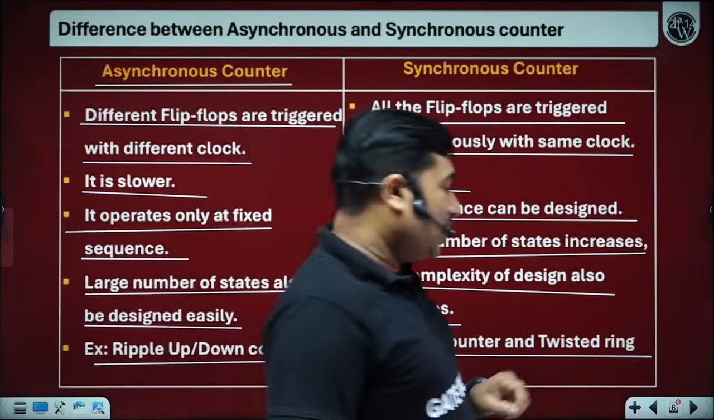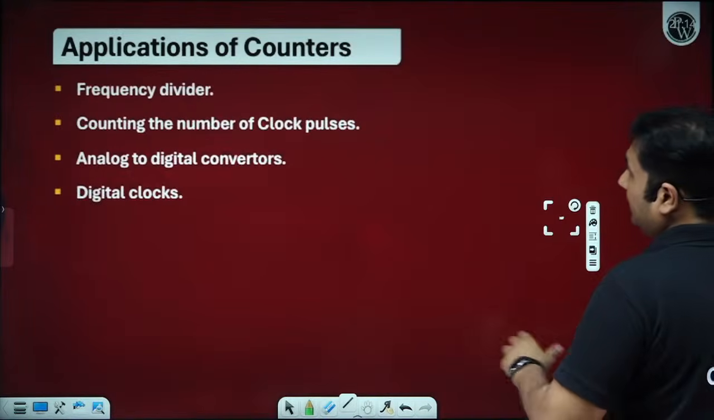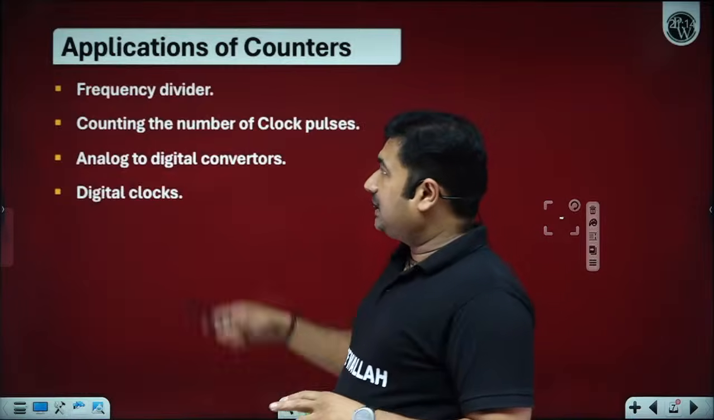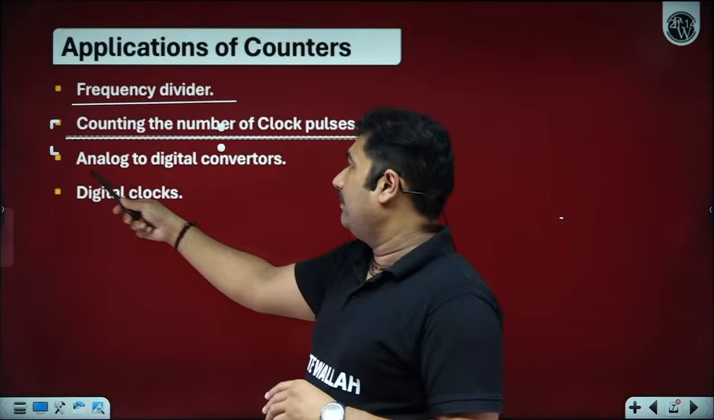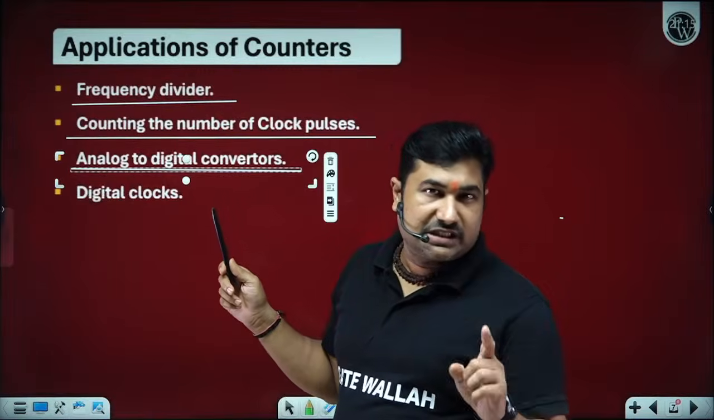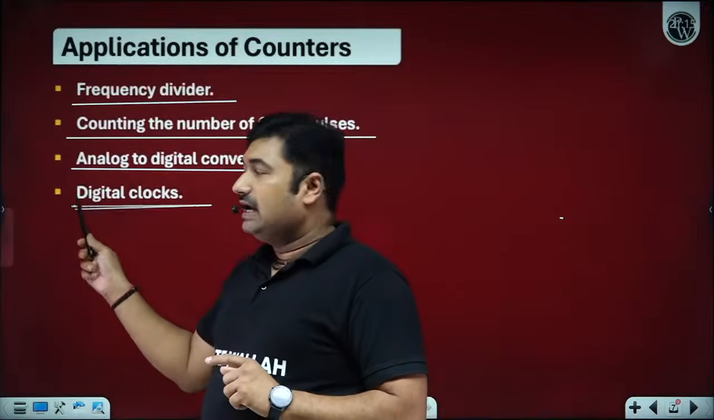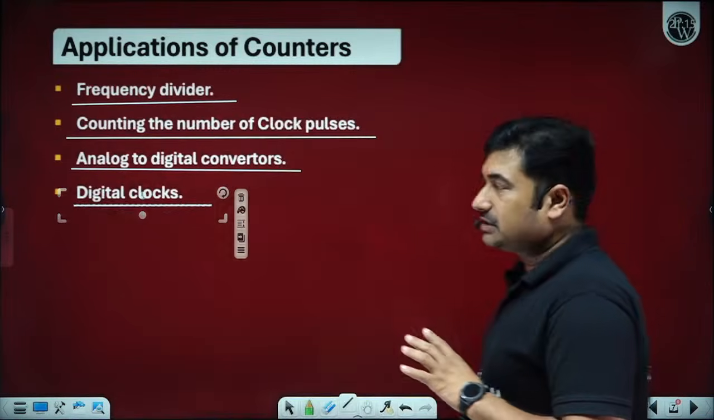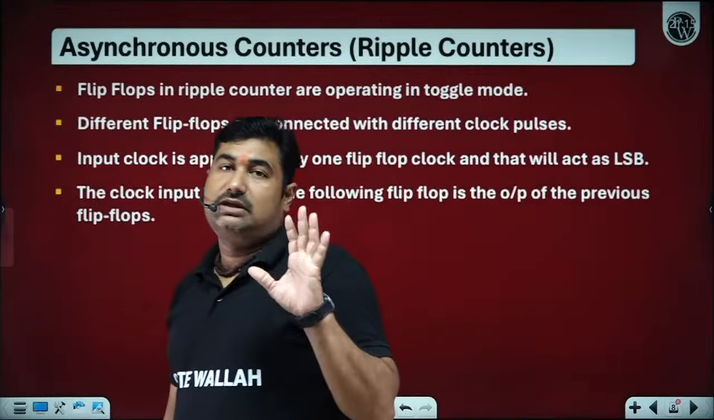Now please observe, beta ji. The first application of the counter is frequency dividing and counting the number of clock pulses. It is mostly used in analog to digital converters, which are one of the very essential parts of digital electronics, and in digital clocks. Is it okay? Now let's come back to the asynchronous counters first.